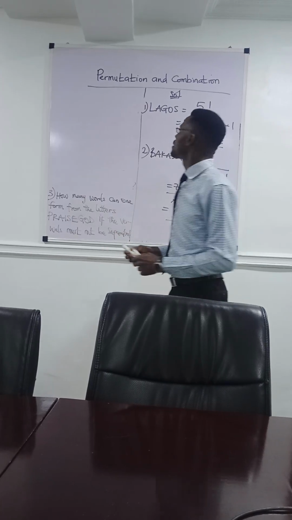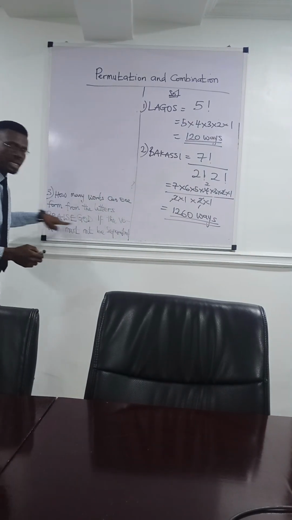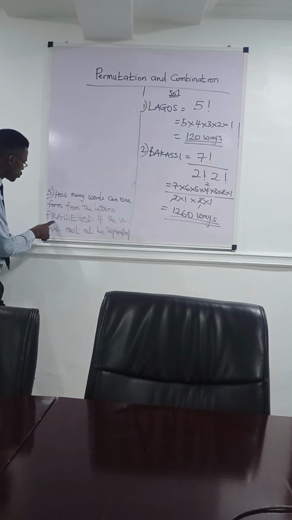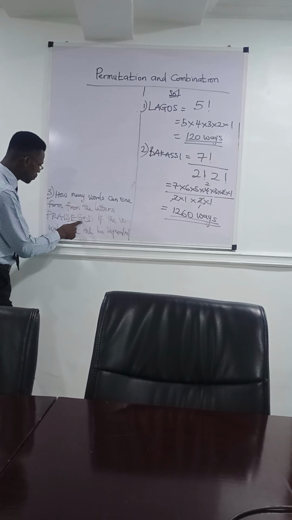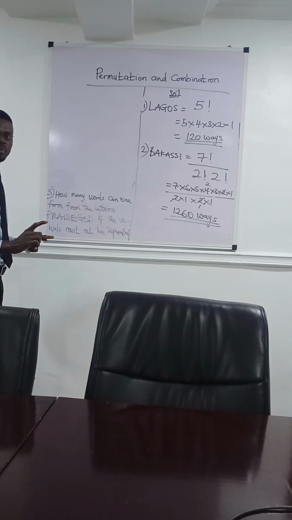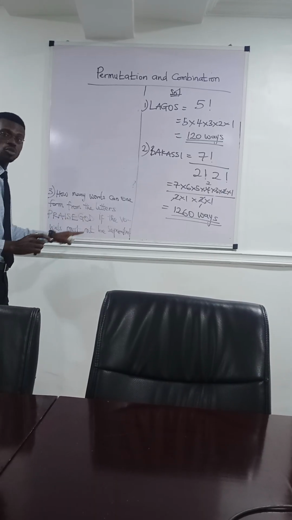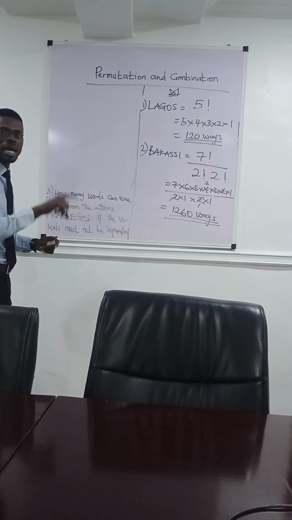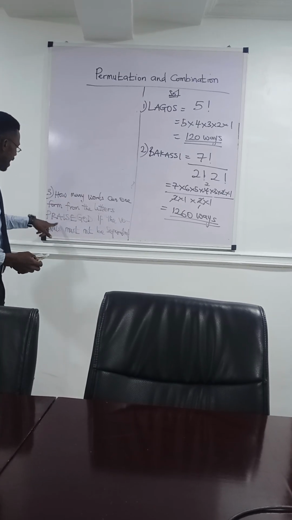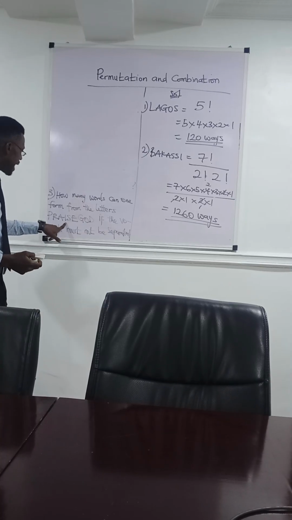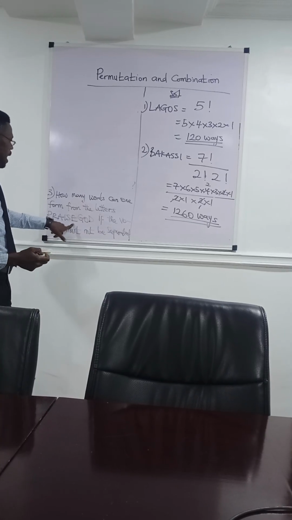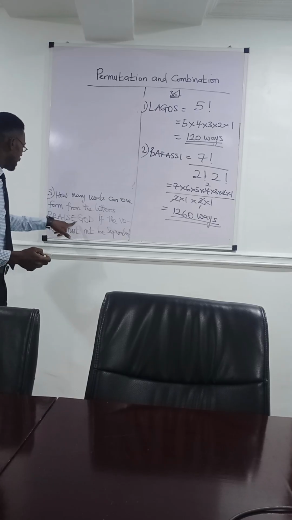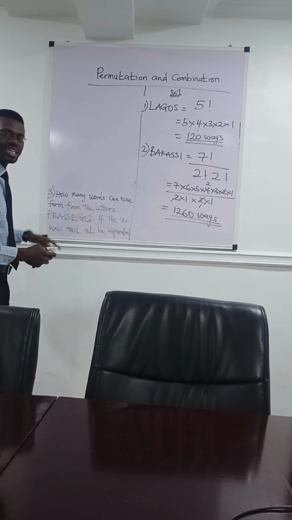Now, first thing first, the total letters we have here, let's count. 1, 2, 3, 4, 5, 6, 7, 8, 9. We have 9. Now, what are the vowels? They said the vowels must not be separated. Now, remember in English language, vowels are what? A, E, I, O, U, okay? So, I have A, I have I, I have E, I have O. So, A, E, I, O.